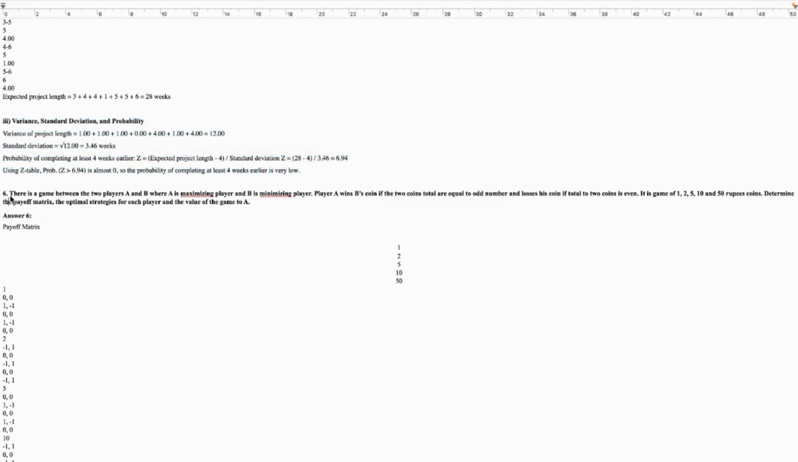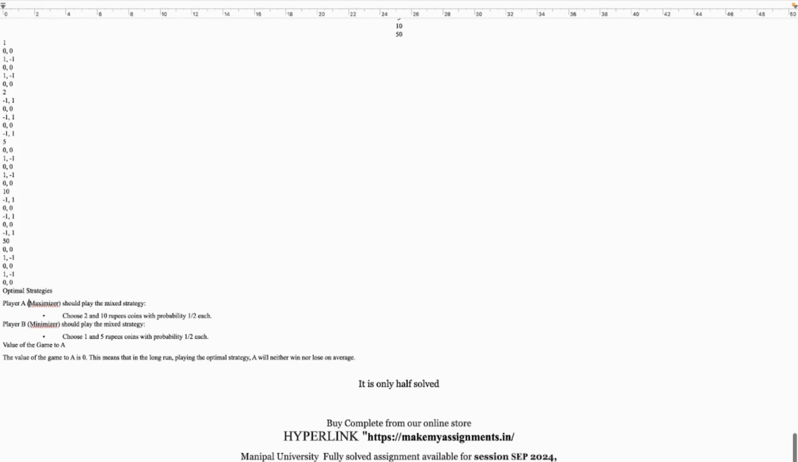Coming up on question number 6, there is a game between 2 players A and B where A is the maximizing player and B is the minimizing player. Player A wins player B's coin if the total of the two coins is an odd number and loses his coin if the total is even. It is a game of 1, 2, 5, 10, 50 rupees coins. Determine the payoff matrix and the optimal strategy for each player and the value of the game to A. This is the solution. You can write it over. And the optimal strategies are here.